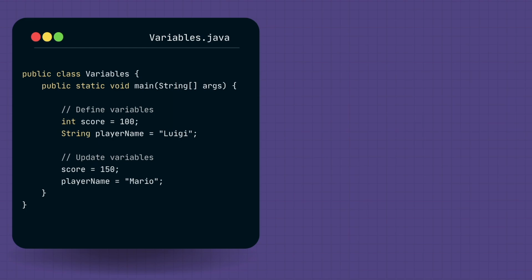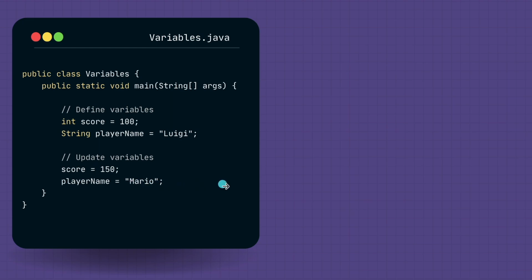So here we define our variable called score, which is of type integer, and we assign it the value of 100. Here we have our player name, Luigi, with a type string, and now we see we have defined it here, score, and then we can use the same variable to give it another value, just like we did with the score and with a player name.